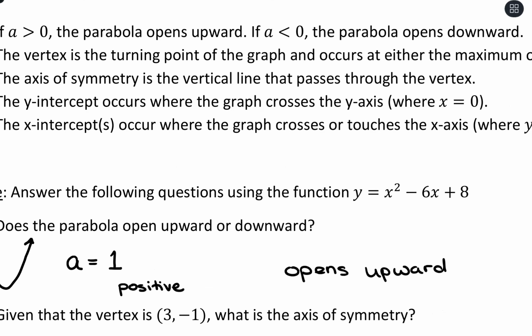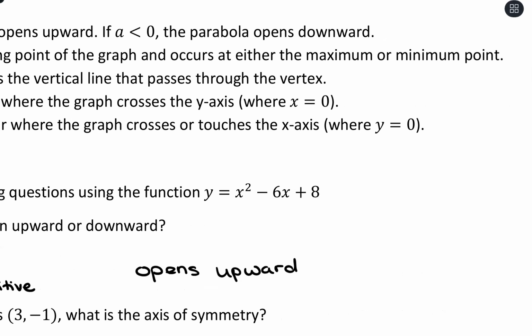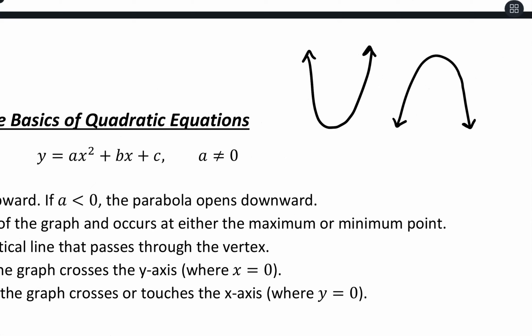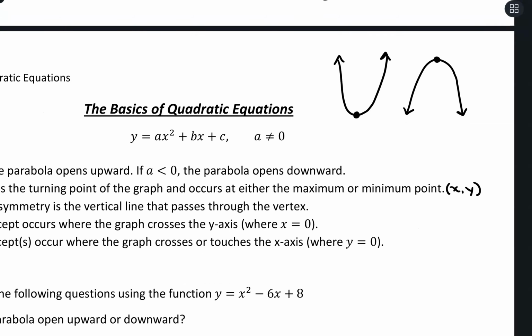The vertex is the turning point of the graph and occurs at either the maximum or minimum point. So if we have a graph that opens upward, the minimum point is our vertex and comes through as an xy coordinate. If our parabola opens downward, it comes through as a maximum, again, an xy coordinate.